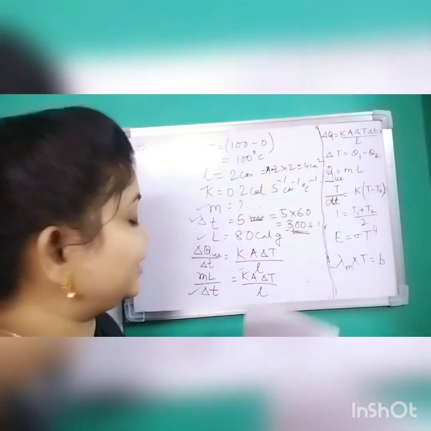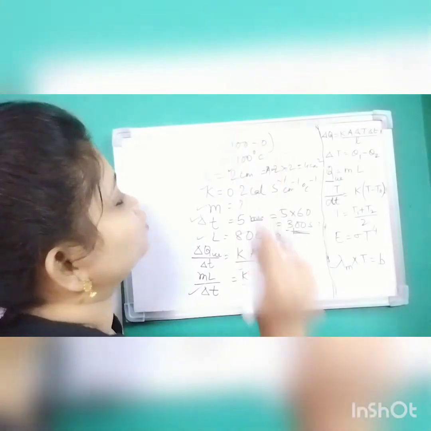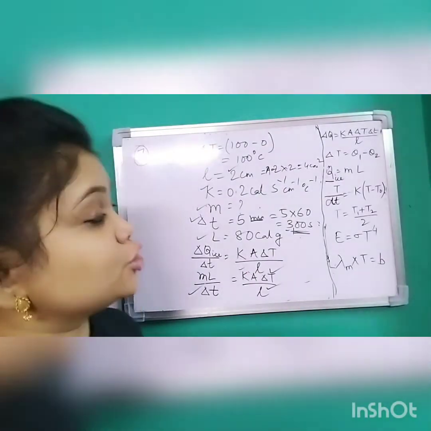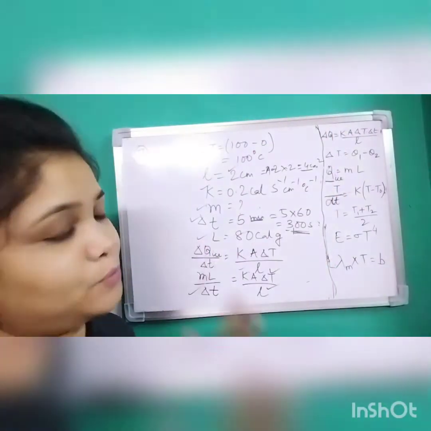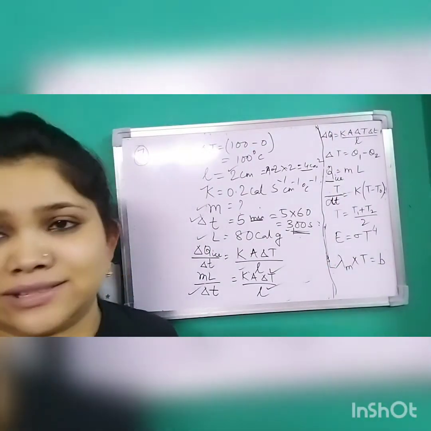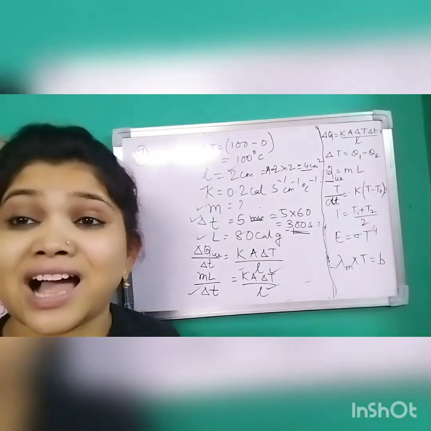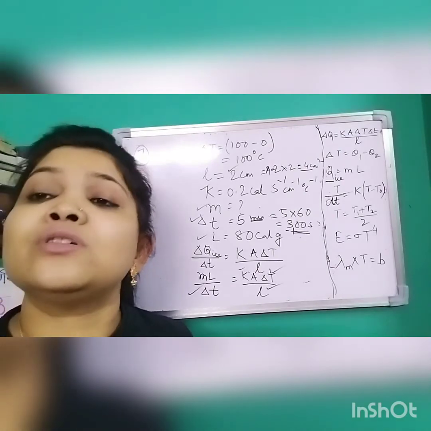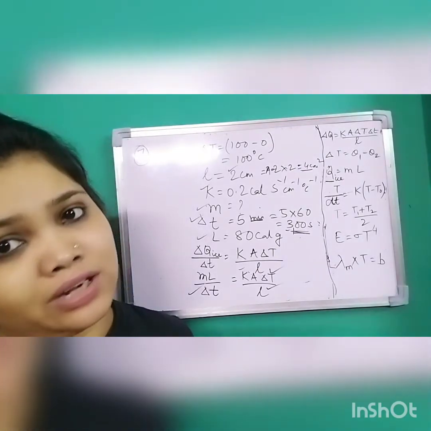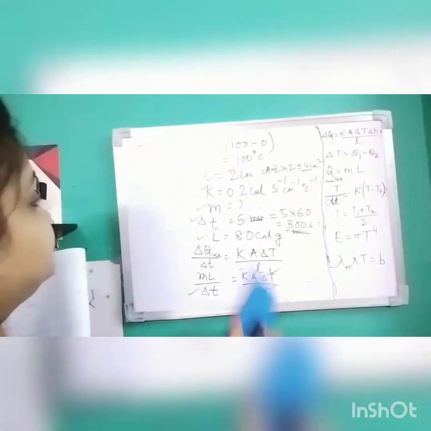Now what is delta T? Delta T is given as 100 and L is given as 2. So all things are given to us. Just put the value, solve and get the answer. Just remember here, whenever we are using ice, in the ice case we use the formula M into L, mass into latent heat. Now let's go to the next sum quickly.